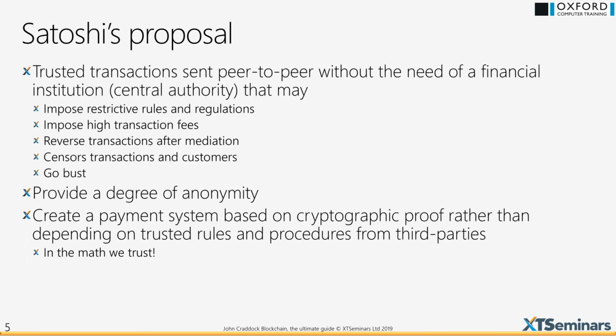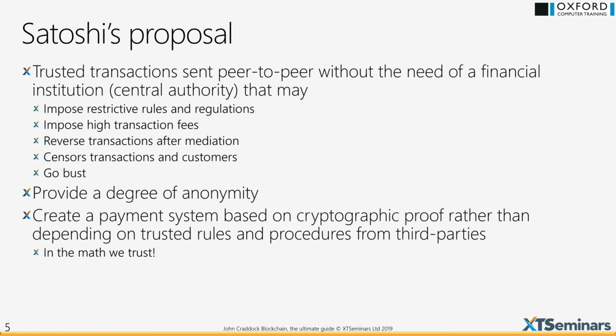Satoshi's proposal was really about concern over centralized authority and the need for a financial institution when doing monetary transactions. The proposal was to do monetary transactions peer-to-peer without the need of any financial institution. The reason being, of course, that financial institutions can impose restrictive rules and regulations. They can impose high transaction fees. They could reverse transactions after some form of mediation. I'm sure you've all come across, with a credit card, this mechanism to do a chargeback, so a transaction can be reversed.